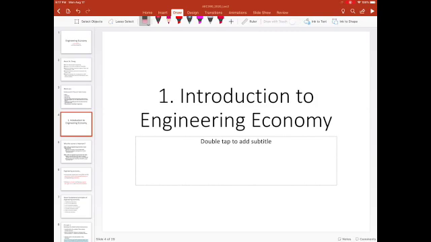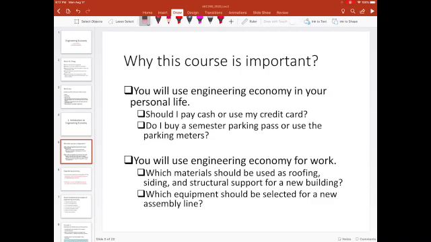All right, so chapter 1 is the Introduction to Engineering Economy, and from those examples I showed you in the last lecture, you already have a sense of what this class can teach you. It teaches you how to make wise decisions based on cost and benefit analysis. So you will use engineering economy in your personal life.